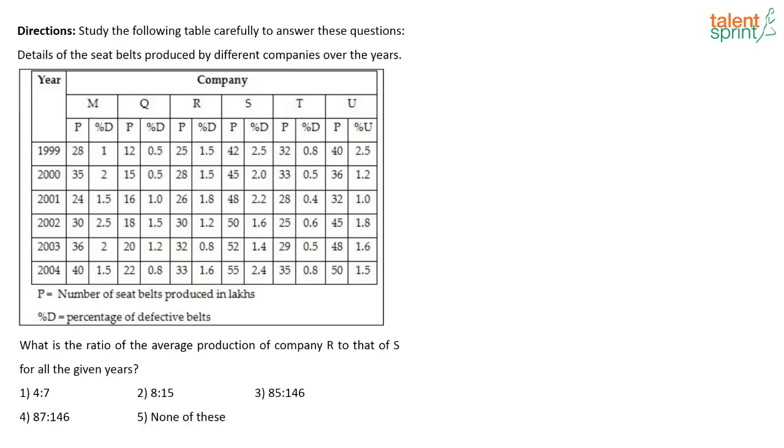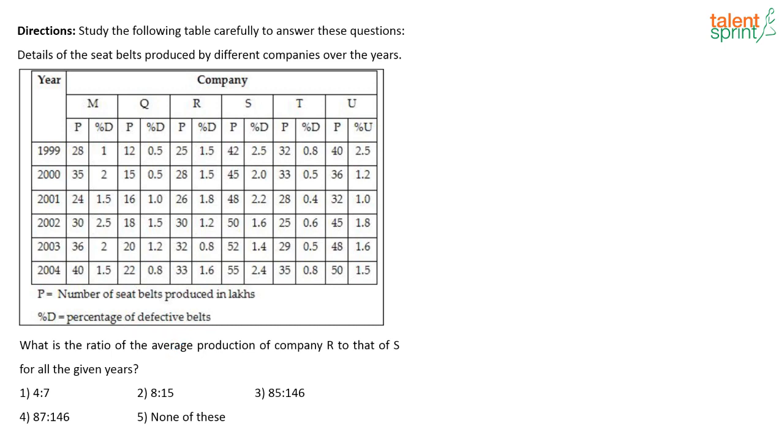Moving on to the next question. The next question is on data interpretation. Study the following table carefully and answer these questions. Details of the seat belts produced by different companies over the years are given. Now, first question. P represents the number of seat belts produced in lakhs. Percentage D represents the percentage of defective belts.